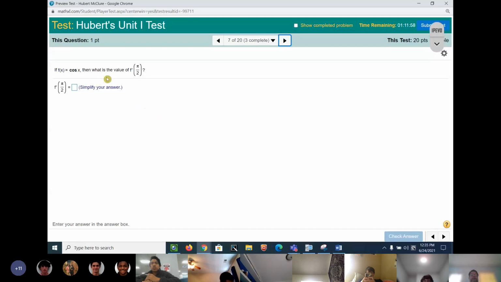All right, try that one. This one says f of x is equal to the cosine of x. Then what is the value when you plug in pi over 2 into f prime? So you got to take the derivative and then plug in pi over 2. So do that right quick.